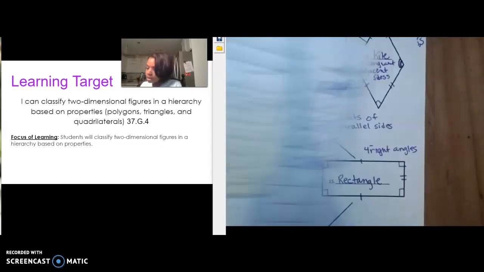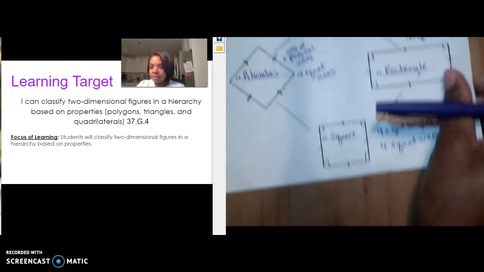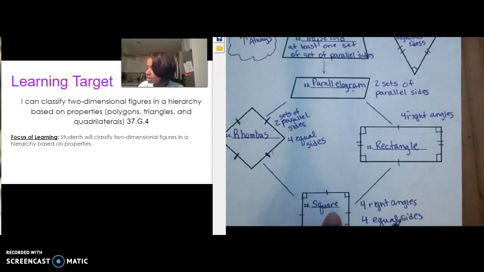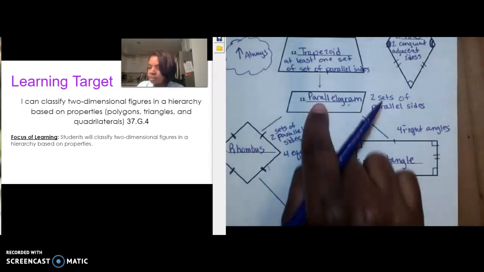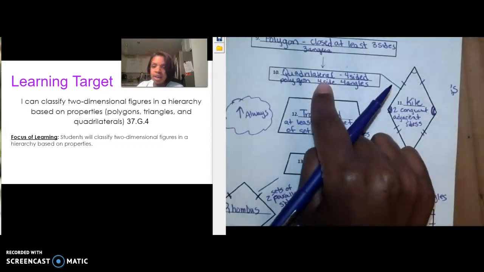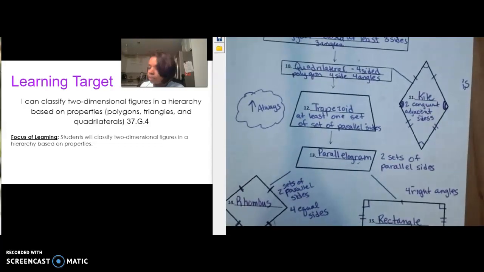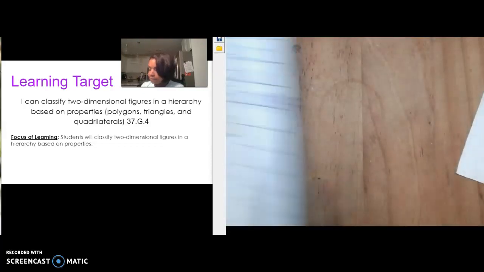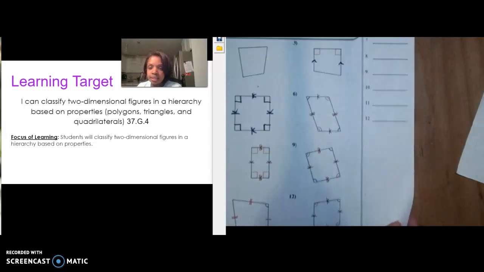Oh, it's under here. That makes sense because when I'm going up, always. So a square is always a rhombus. It's always a rectangle. It's always a parallelogram. It's always a trapezoid. It is always a quadrilateral, and it is always a polygon. So whenever I go up, it is always those things. Okay? All right, so let's look at number 6.